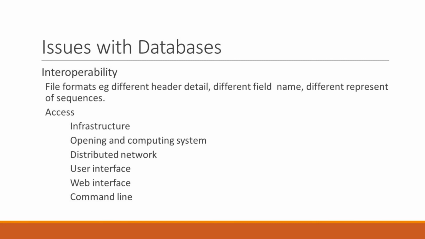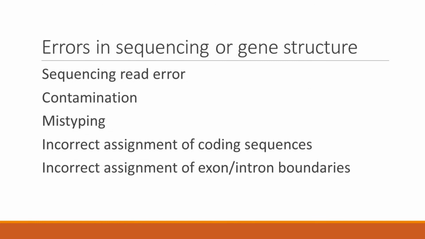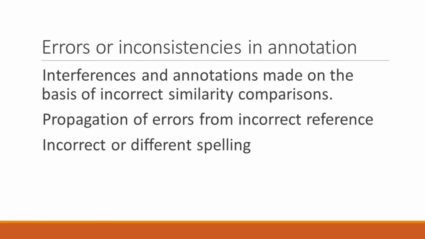And also I'm going to discuss some errors in sequencing and gene structures like sequencing read errors, contaminations, mistyping, and incorrect assignment of coding sequence, or incorrect assignments of exon and intron boundaries. Similarly, some errors or inconsistencies in annotation like inference and annotations made on the basis of incorrect similarity comparison. And the next one is propagation of error from incorrect references, incorrect or different spellings. So these are the issues and errors in databases.